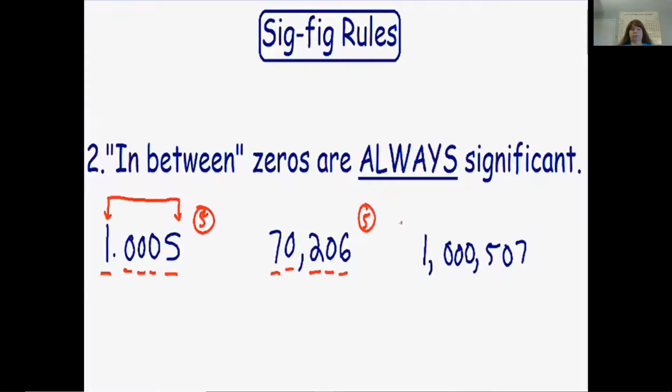Moving on to our next example, we have the number 1 and the number 5, which are non-zero digits, so they're significant. And we have the 3 zeros, which are in between them, so we know that they are also significant. We have the number 7, which is non-zero, we know it's significant, and the number 0, which is in between. So all of these digits are significant. So we have 1, 2, 3, 4, 5, 6, 7 significant figures in this number. I think that's enough for rule number 2. Now let's move on to rule number 3.